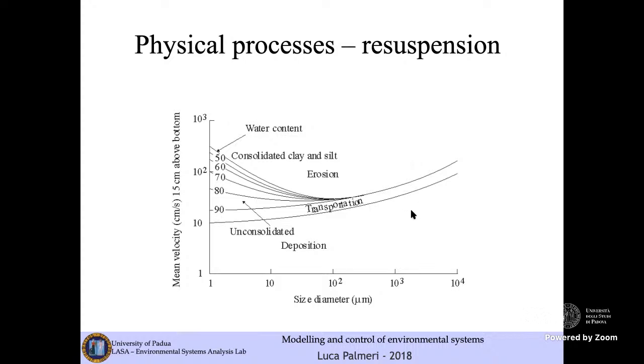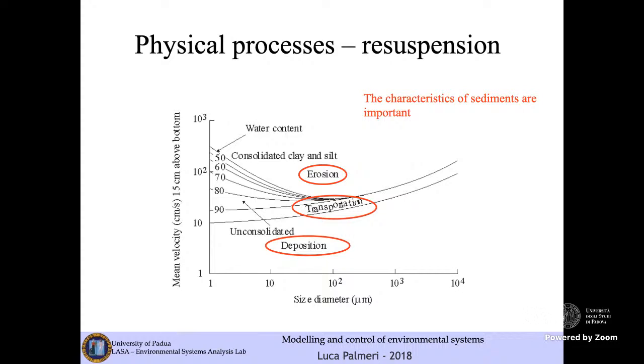This means that, fixing for example the speed at 15 centimeters and increasing the diameter, you will pass from a condition of deposition to a condition of transportation, that is a horizontal movement, to a condition of erosion, that is actual resuspension, movement of material from the sediment toward the water column. So this is vertical movement of material.